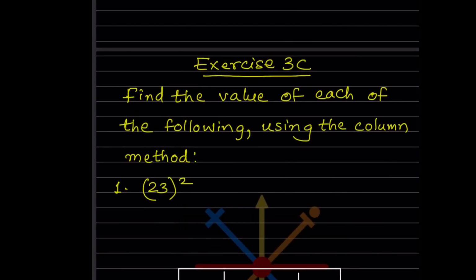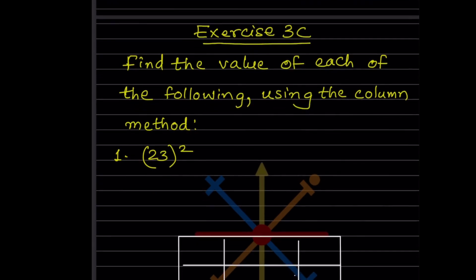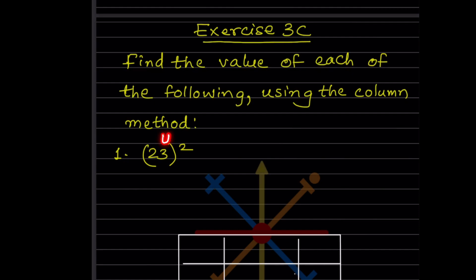Here they said: find the value of each of the following using the column method. This is a 2-digit number, 23 square. Now what are we going to do? This is the units place, or the ones place, and this is the tens place. So we will consider the tens place as A. So A is 2 over here and B is 3.